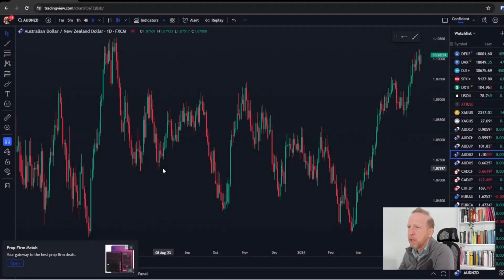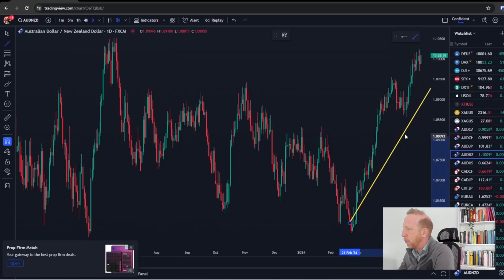All right, let's get into these trend lines. Okay, so I'm looking here at the Australian dollar against the New Zealand dollar, just using TradingView. What's important when you're drawing trend lines is that when you're in an uptrend, the trend line needs to go on the bottom. The trend line should not go on the top when you're in an uptrend.